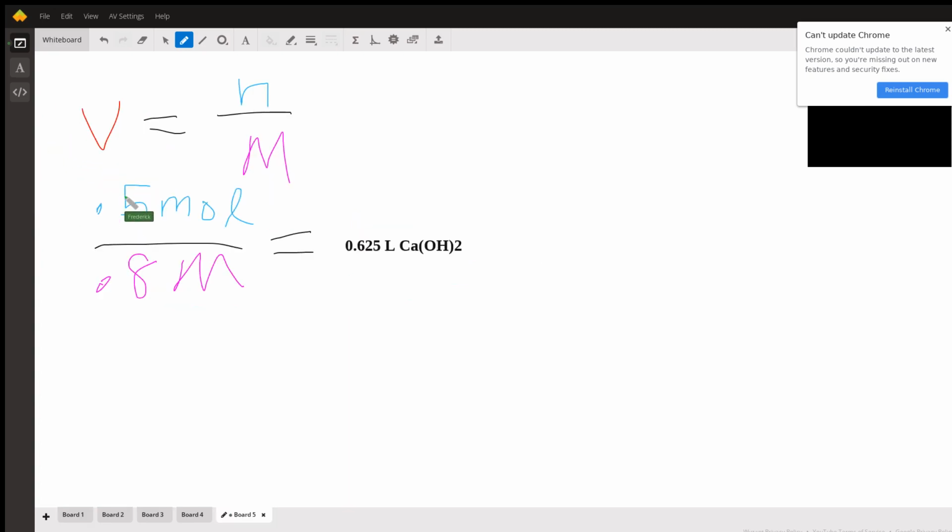But anyway, back to this. That's why I had to explain where I'm getting the liters from. That's where I got that from. So if you divide these two, you'll get the liters of calcium hydroxide.